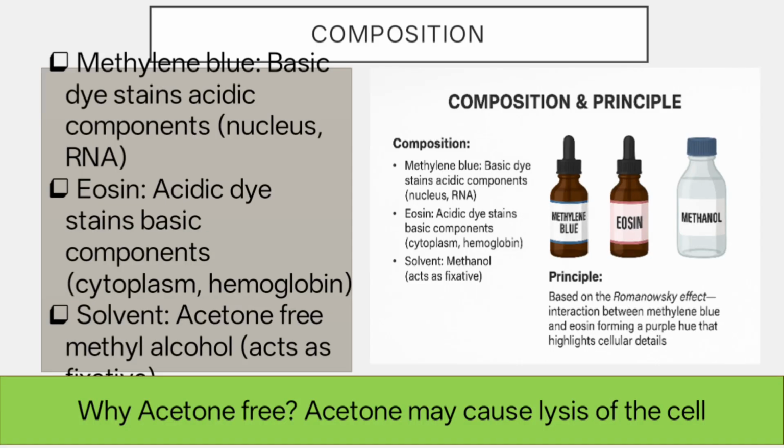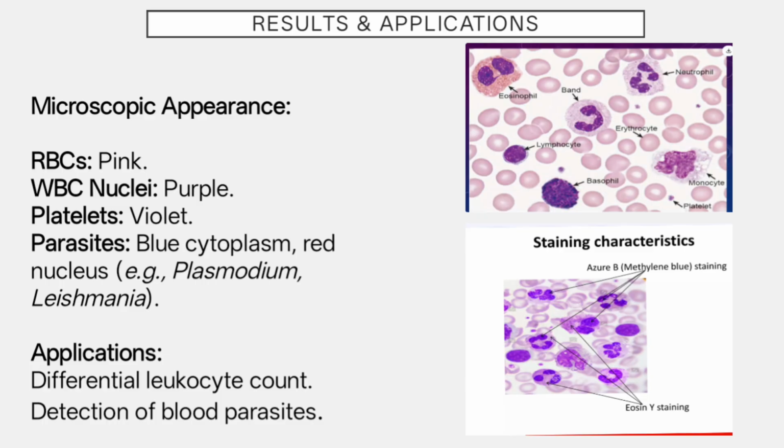Now, results after application. Microscopic appearance: you can see the RBCs will look pink because they will take the eosin. WBC nuclei will become purple because there will be interaction between azure B and eosin Y. Platelets will be violet, and the parasites will have blue cytoplasm and red nucleus. What are the parasites that can be stained by the Leishman stain? It may be Plasmodium, Leishmania, like this. And what are the applications?